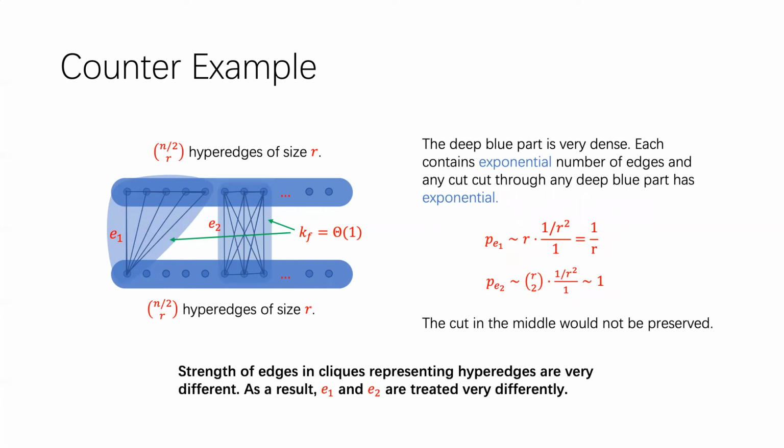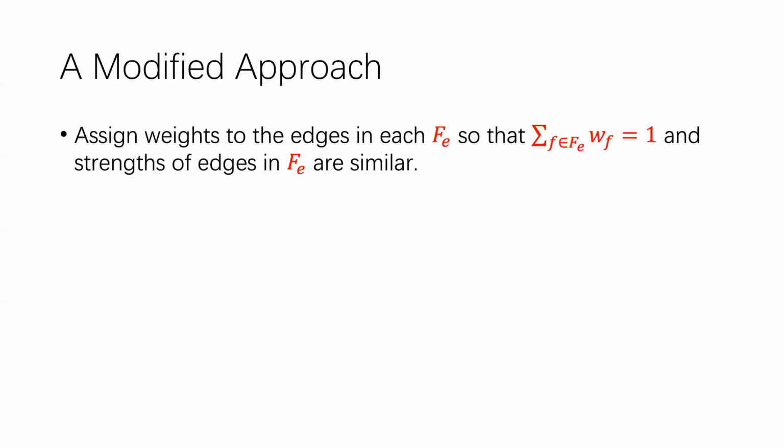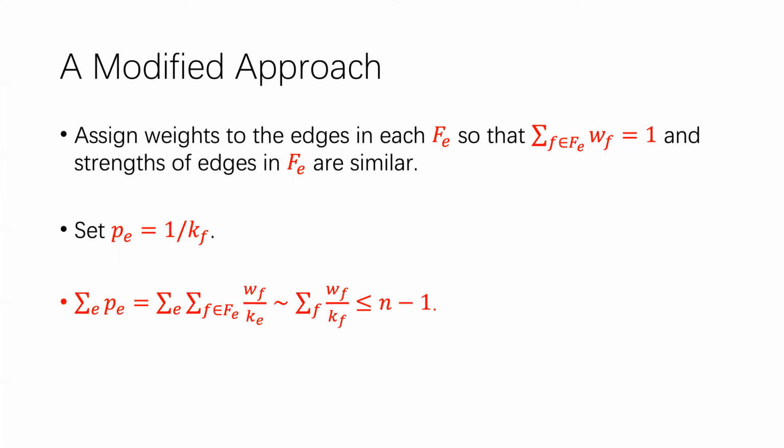Notice that the strengths of edges in cliques representing hyperedges are very different. As a result, E1 and E2 are treated very differently, which leads to the problem. So we modify the idea as follows. We assign weights to the edges in each F_E so that the sum of weights is still 1, and make the strength of edges in each clique similar. Then we set p_E equal to the strengths of the edges in the clique F_E, which are similar to each other. By doing so, we have the sum of p_E equals the sum of w_F over k_F on all edges F, which is order n.